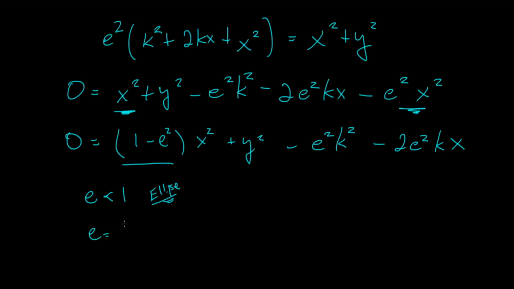If E is equal to 1, the X squared term is going to go away. 1 minus 1 squared, that's 0. You're just going to have a Y squared term and then a linear X term. This is a parabola.